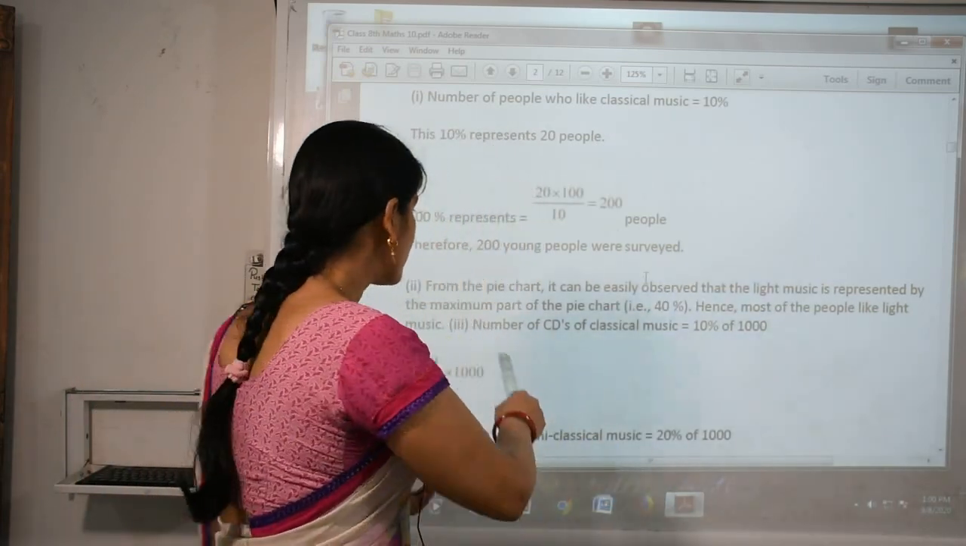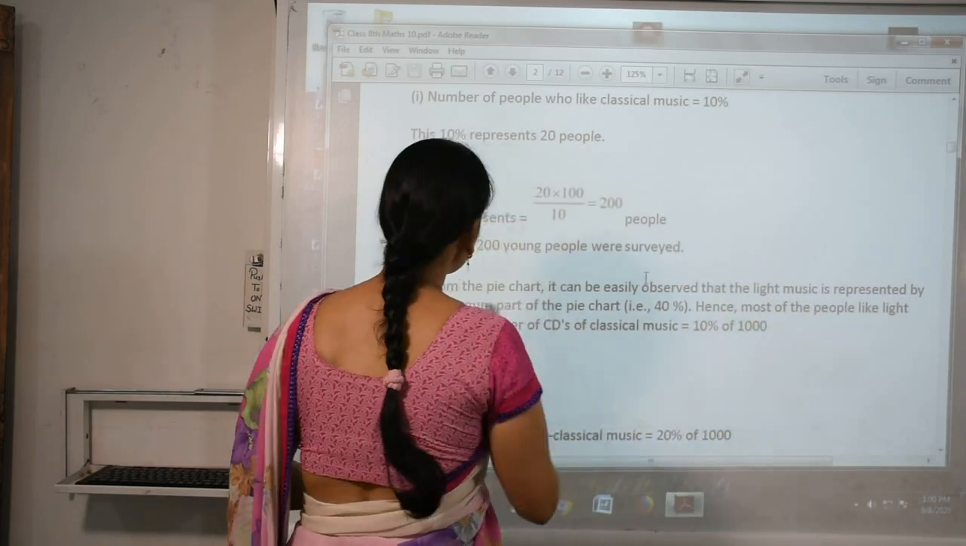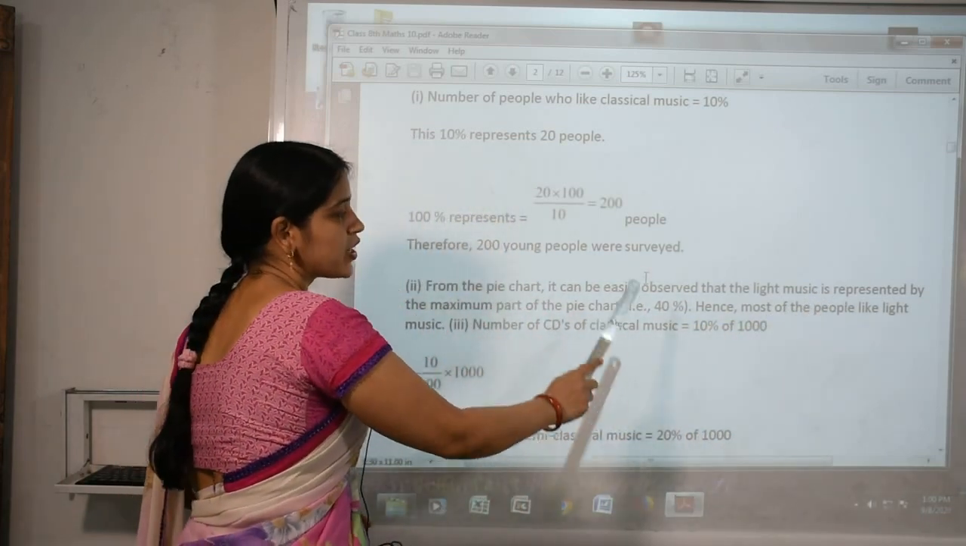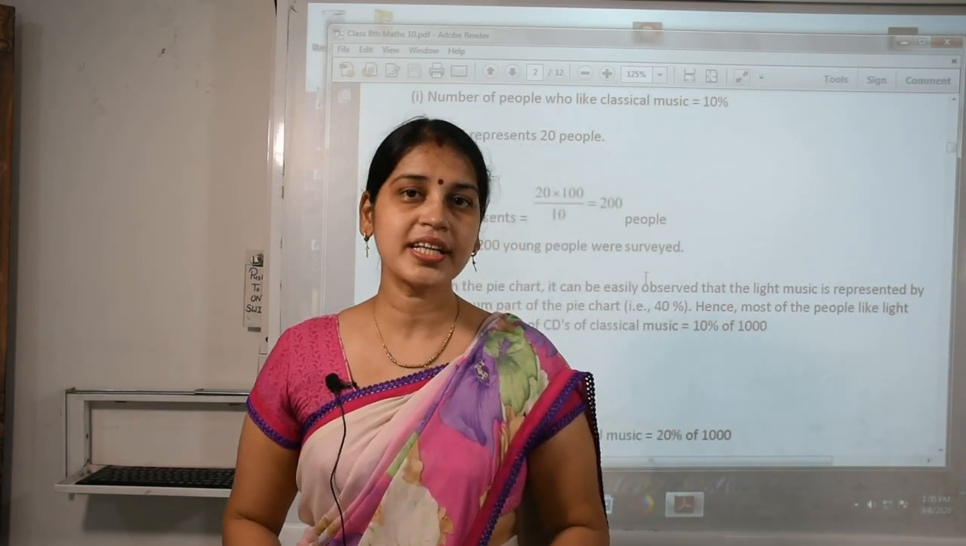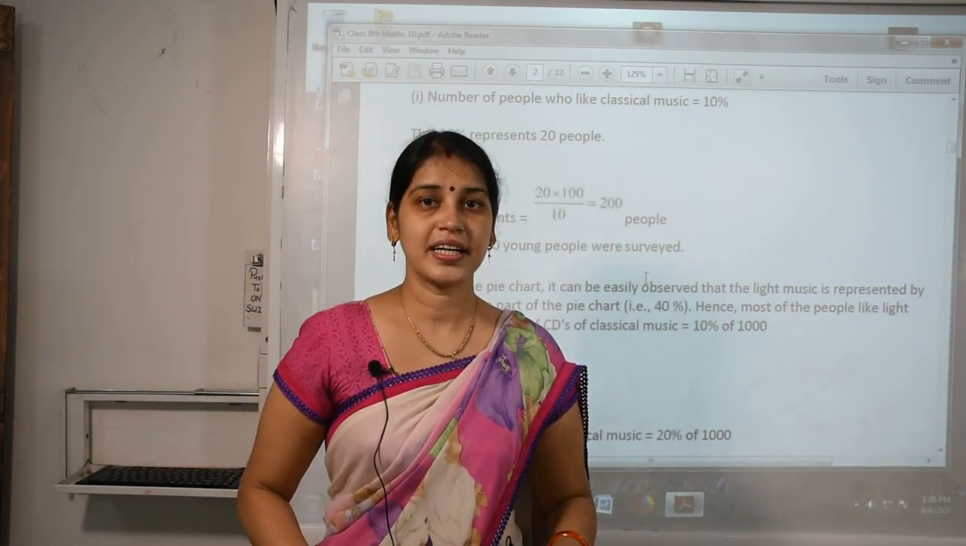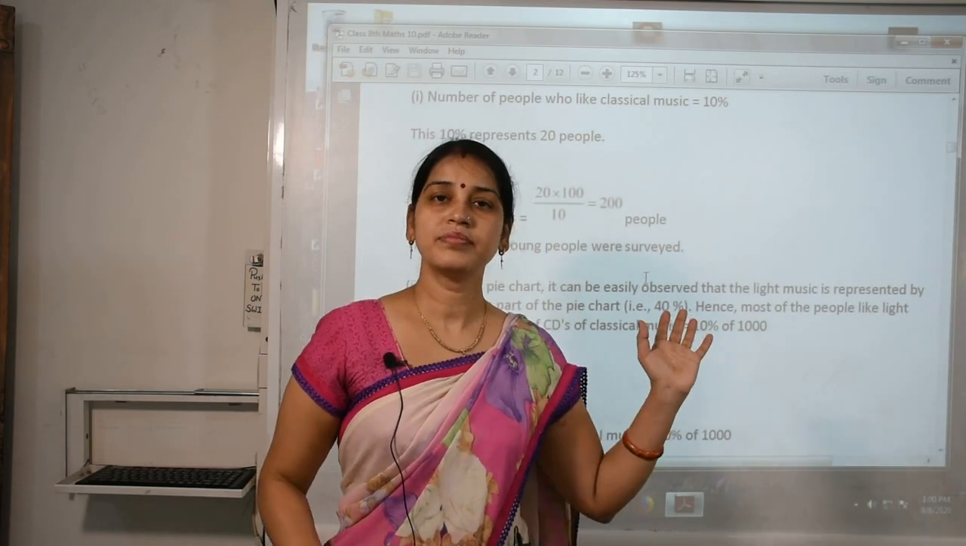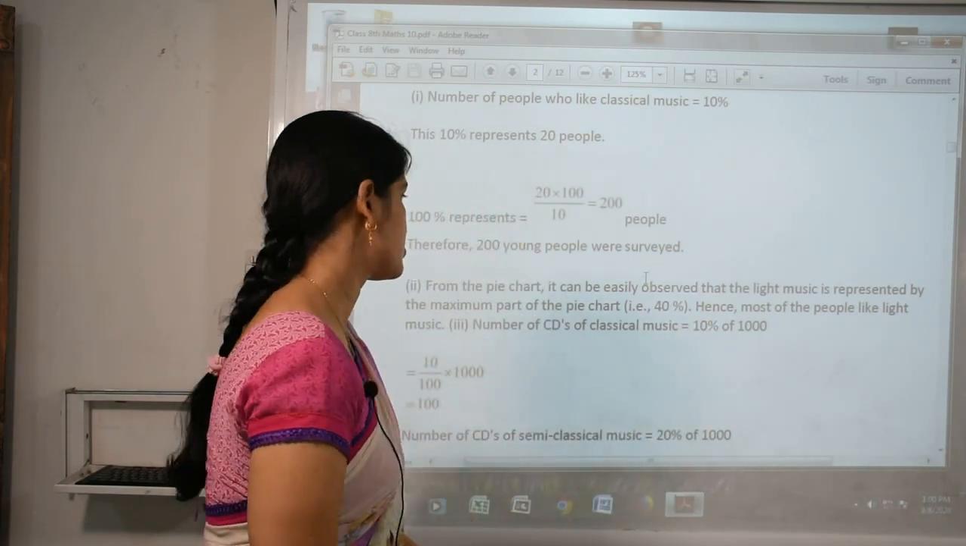Light music. So here given light music is represented by the maximum part of the pie chart and percentage wise also it is mentioned that it is 40%. So maximum people like light music.